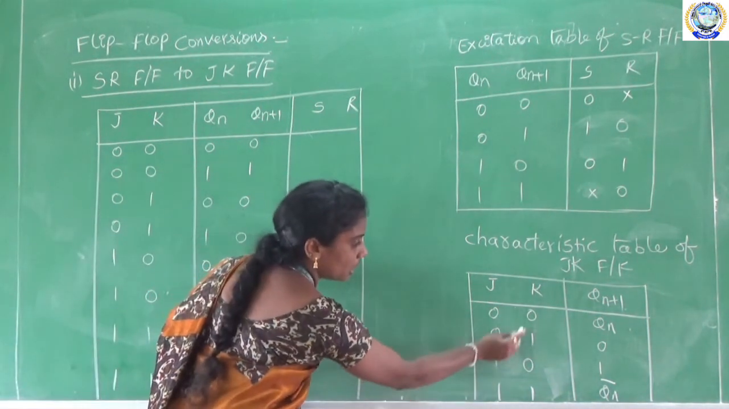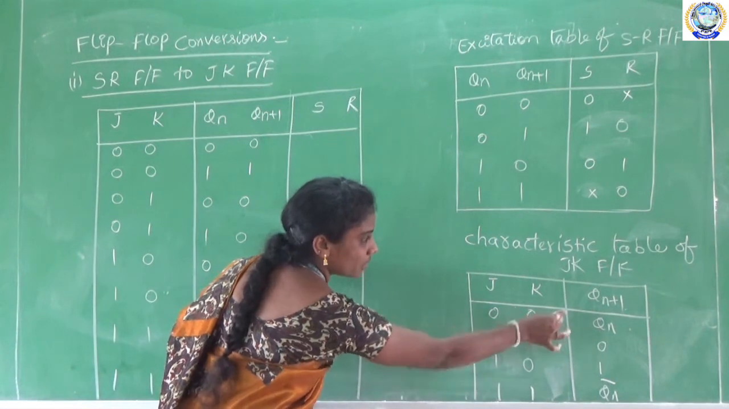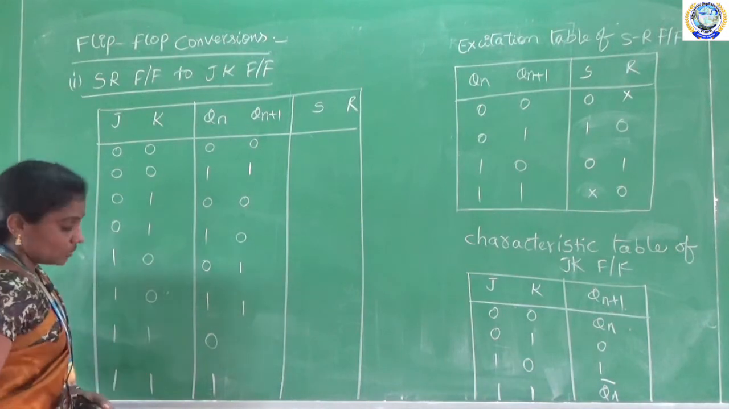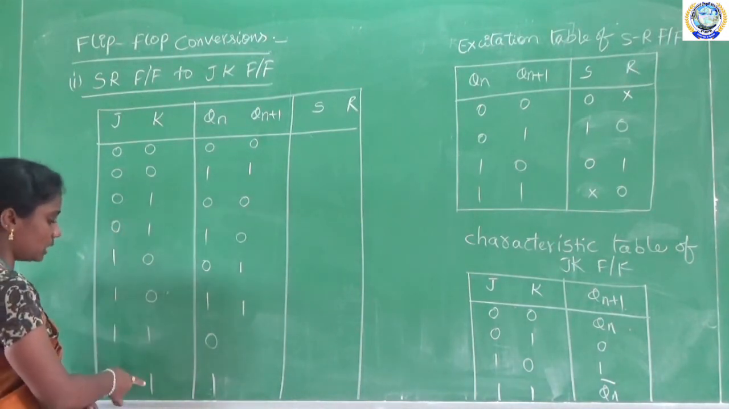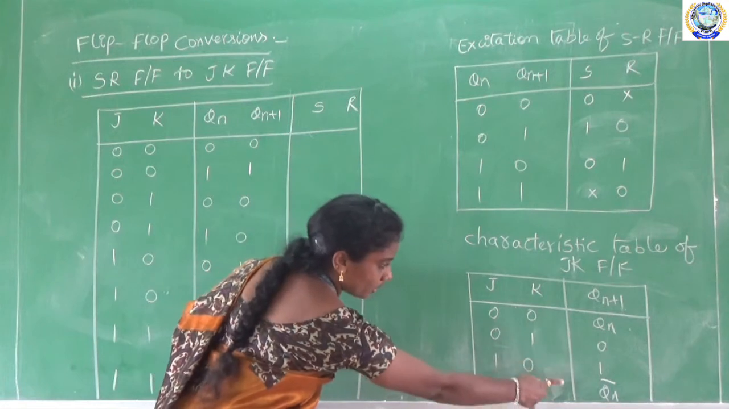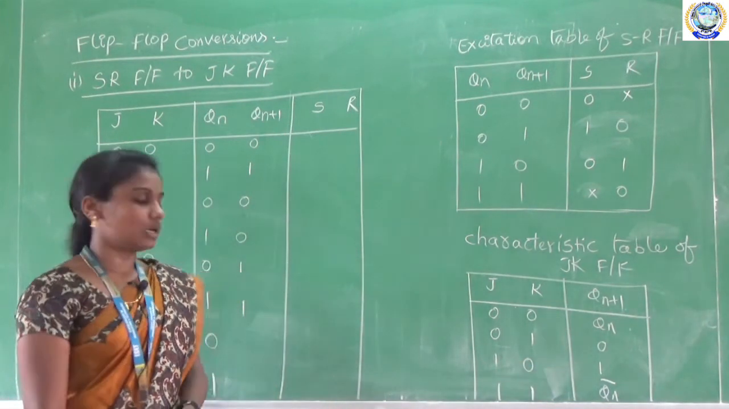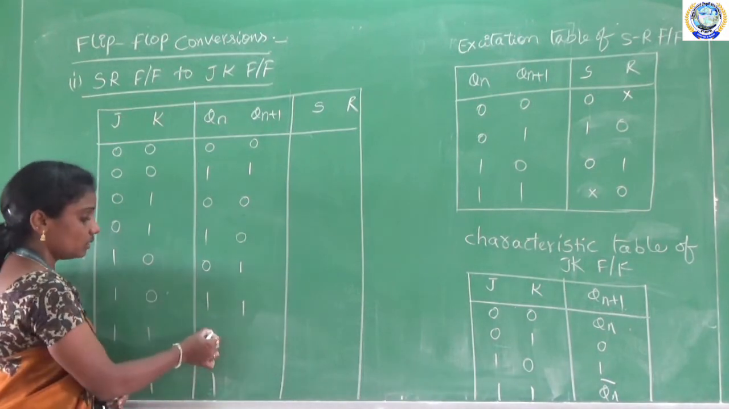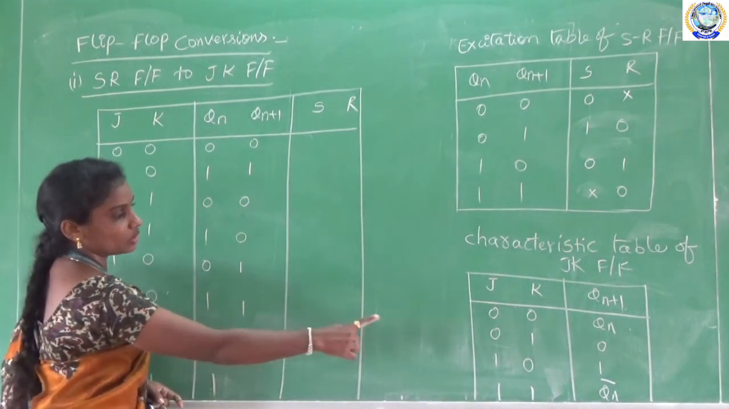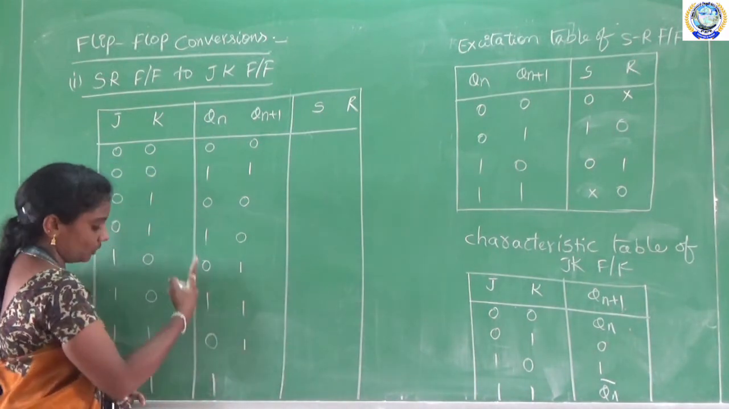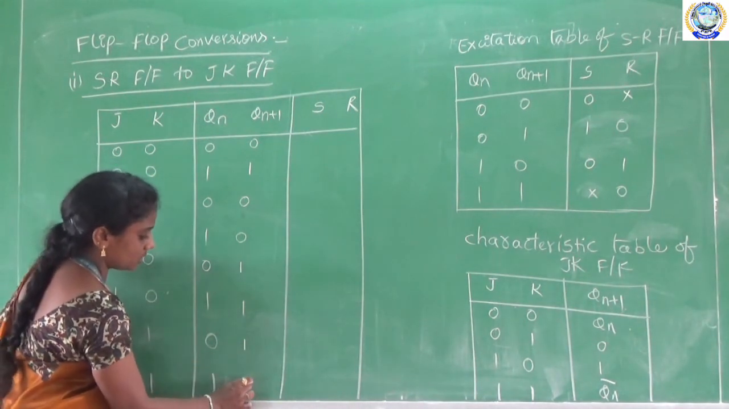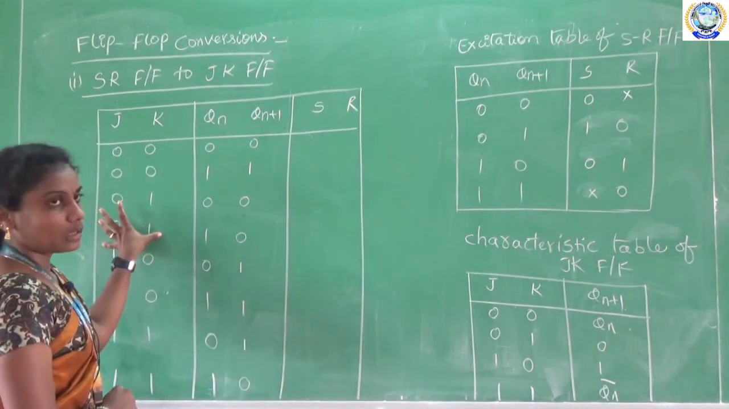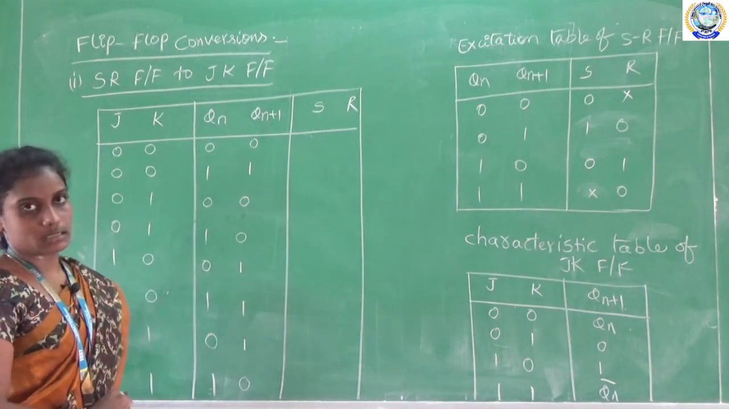Next we need to consider J equal to 1 and K equal to 0. What is Qn plus 1? It is equal to 1. Next, if we consider J equal to 1 and K equal to 1, what is Qn plus 1? It is equal to Qn bar. That means it is the complement of the present state, that is Qn. So if it is 0, Qn plus 1 is the complement, so 1. If it is equal to 1, Qn plus 1 is equal to 0. So these are the inputs of the JK flip-flop and these are the present and next states.